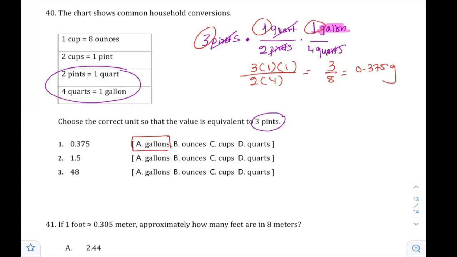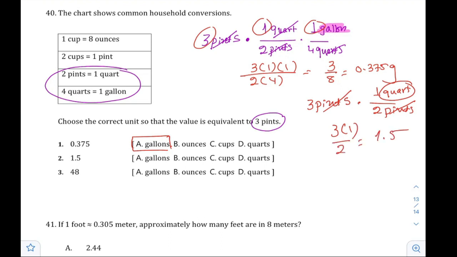What if you want quarts only? We have 3 pints. And you know that 1 quart is 2 pints. So I'll stop here because I want quarts alone. So I'll cancel this with that. It will be 3 times 1 up over 2. 3 over 2 is 1.5. And that's why here I am choosing 1.5 quarts.